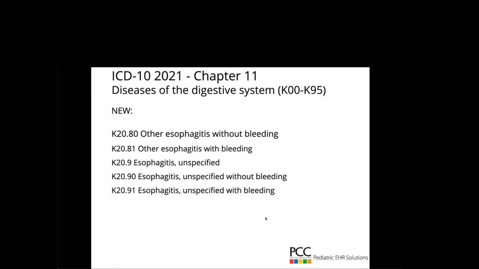Chapter 11, diseases of the digestive system. The K20.80, other esophagitis, these new codes, this entire slide is all brand new codes. So esophagitis is being coded unto itself now. So the options for it, or the possible presentations that can be coded, are with and without bleeding for unspecified and other. Not super specific yet, but more specific than before. So these are brand new codes for your use.